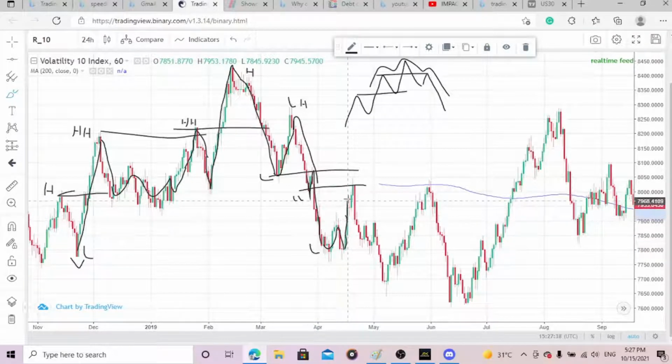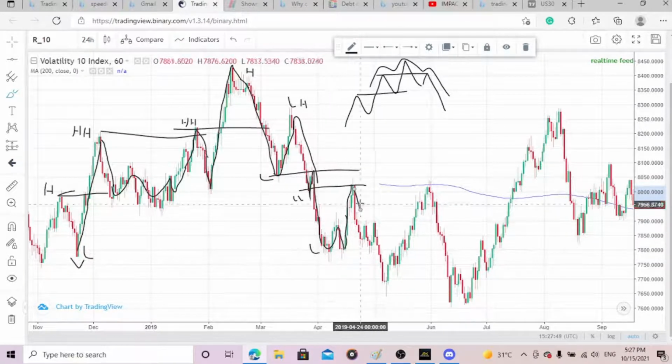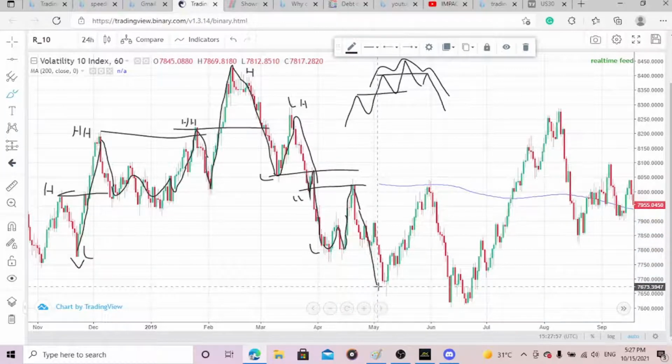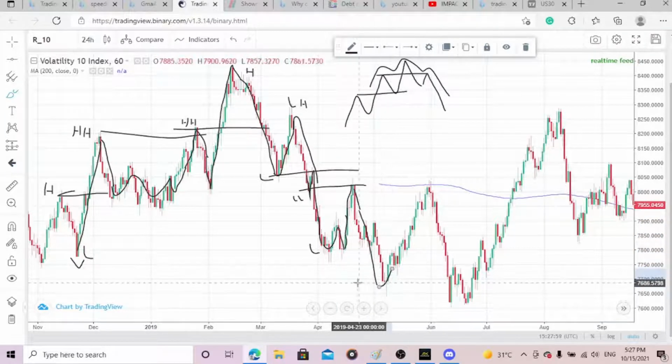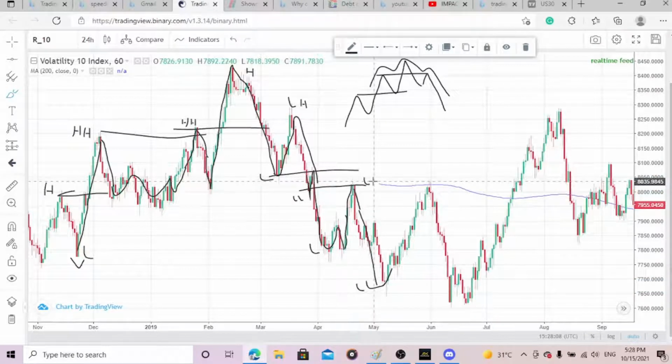So the market went as we expected, came to this area, and then we expect the market to come and break this low here that was created to give us a lower low. So the market came, broke here, and created a lower low. Okay, so this one is a lower high here.